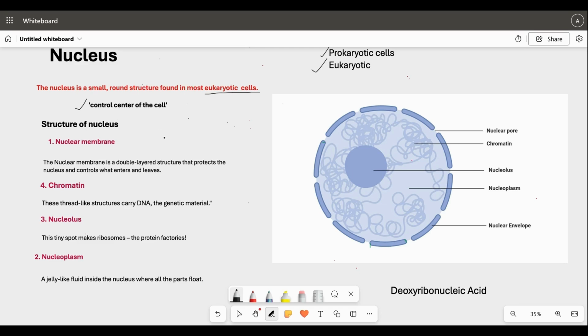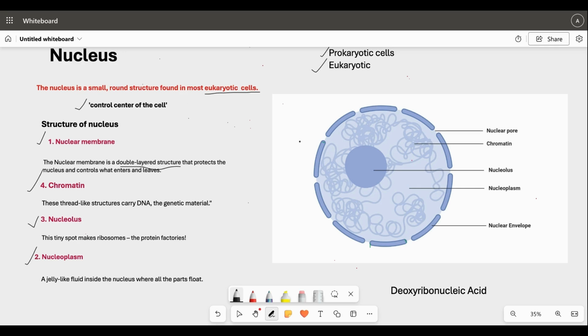Okay, next we will discuss the structure of the nucleus. So the nucleus has four main parts. These are nuclear membrane, chromatin, nucleolus, and nucleoplasm. Let's discuss them one by one. So the first one is nuclear membrane. What is nuclear membrane? The nuclear membrane is a double layer structure that protects the nucleus and controls what enters and leaves.